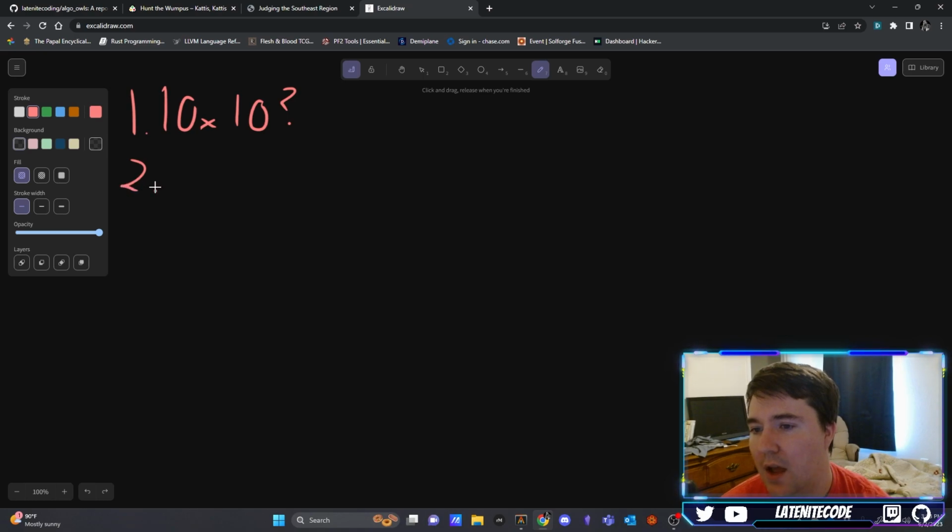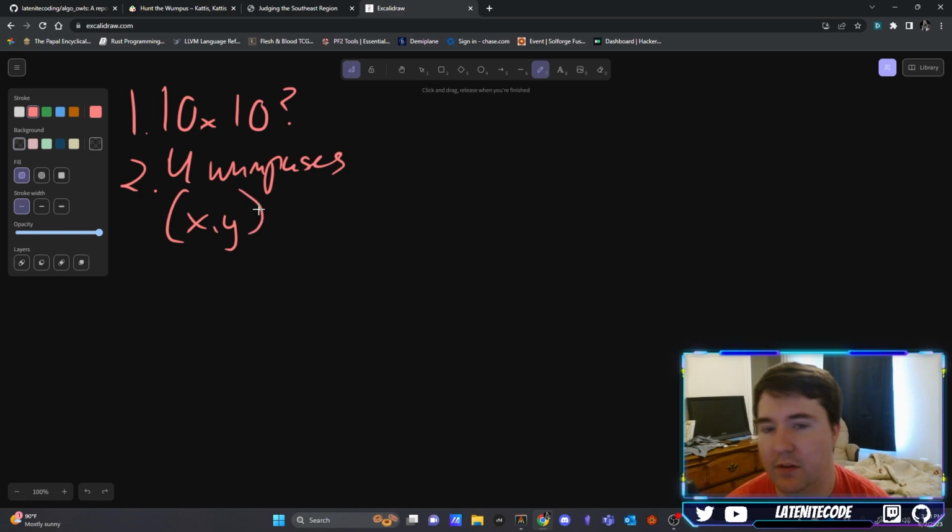Now, given that 10 by 10 grid, we're told that we need to be able to store 4 Wumpuses, where these Wumpuses are all going to be of the form x, y. So that's a coordinate. You can imagine we have x0, y0, x1, y1, x2, y2, and x3, y3. So those would be our 4 Wumpuses. Now, how we get those Wumpuses is that we're told we're going to be given a seed, which I'm going to call S0.